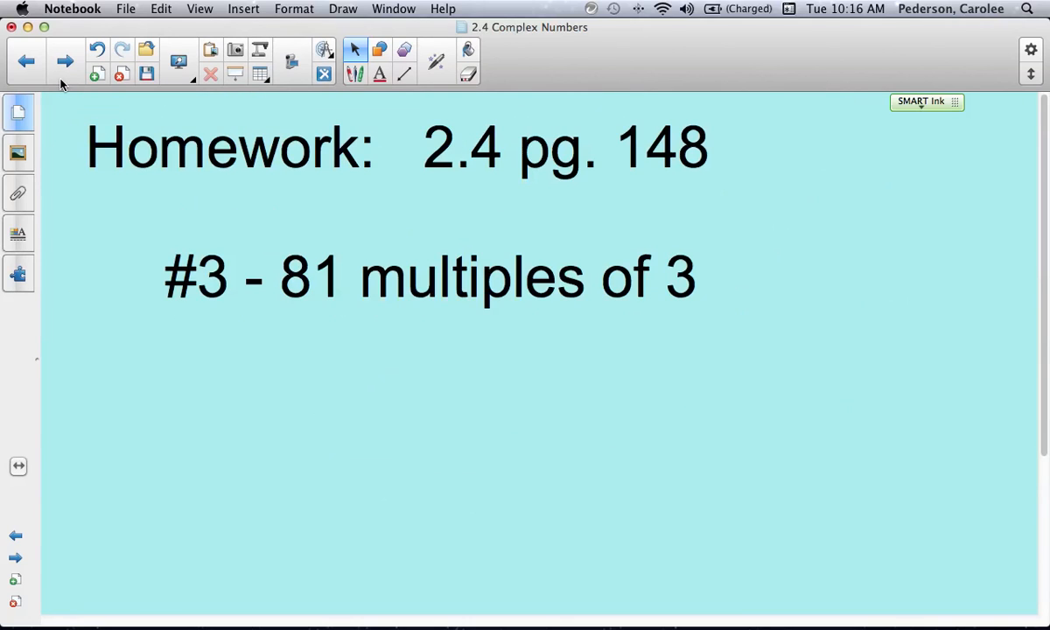Here's your assignment for today. 2.4, page 148, 3 to 81, multiples of 3. So you would do 3, 6, 9, 12, etc. I also passed out a review worksheet for you today. You don't have to start working on it until Friday, but some students like to work ahead, so they maybe don't have this homework over the weekend. Our next test will be on Tuesday. I will be collecting this assignment to grade on Thursday of this week.